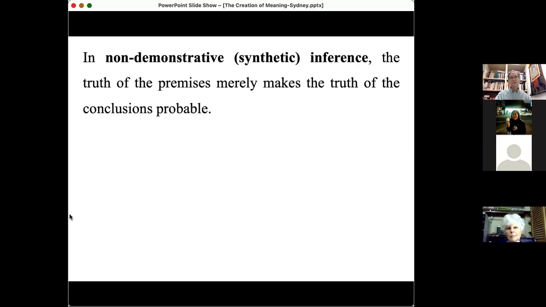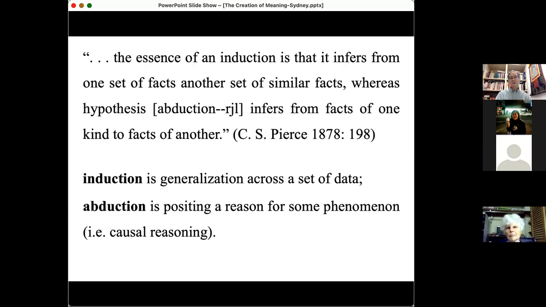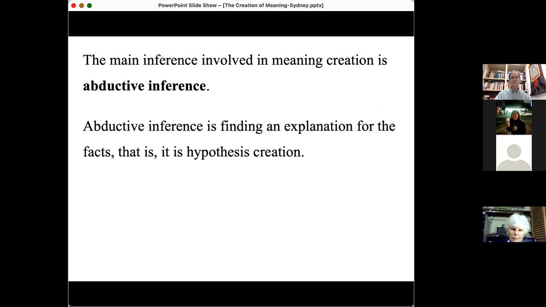So Peirce, the one who separated abduction and induction, was the first to argue that these things are separate. And he said that the essence of an induction is that it infers from one set of facts another set of similar facts, whereas hypothesis infers from facts of one kind to another. Induction is generalization across a set of data. Abduction is positing a reason for some phenomenon. That is, it's causal reasoning.